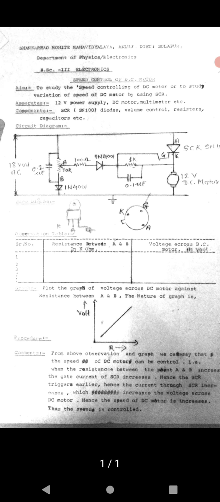Okay, and for this resistance we again observe the voltage across the DC motor in volts. The voltage measured across the DC motor here is the output voltage. This DC motor is a 12 volt DC motor. In this way we take observations in the laboratory as a working experiment. In this SCR DC motor control, the speed of the DC motor can be controlled by using the SCR in an AC circuit.